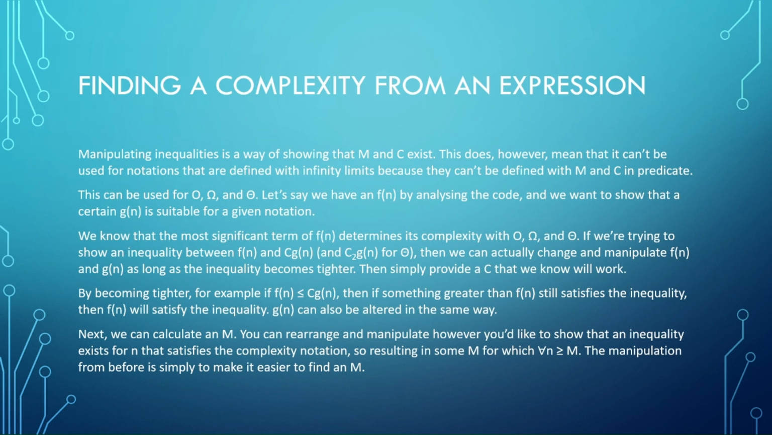So if we try it and we end up with a polynomial of degree 6, we can think, okay, let's make the inequality a little bit tighter, because we know that the most significant term determines its complexity. We can change any term as long as we're not changing the most significant term, because we know that an m is going to exist. So we can effectively make the inequality tighter, and then it makes it easier for us to find some kind of m.